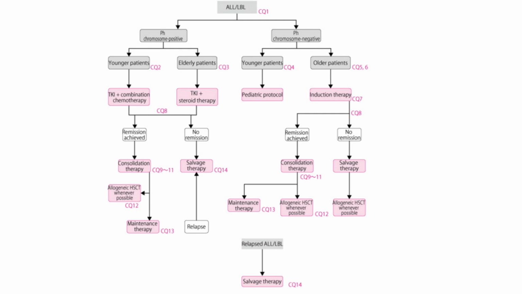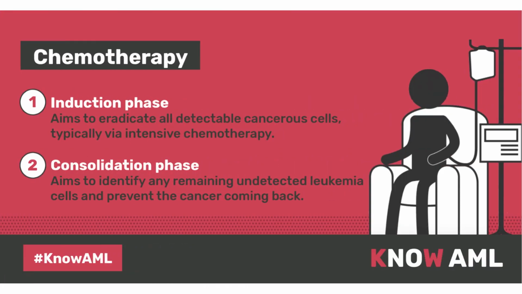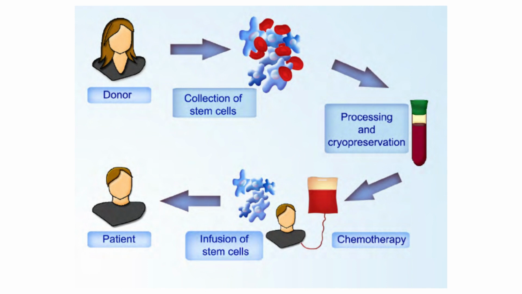ALL treatment is more complicated based on age, B-cell or T-cell lineage, and if B-cell ALL, if the Philadelphia chromosome is present. Induction chemotherapy is very intense and can be tough for patients to handle. Once induction chemotherapy is completed, patients are hopefully in remission and then start on another slightly gentler but longer phase of treatment called consolidation. After consolidation, many patients with leukemia will require an allogeneic bone marrow transplant.